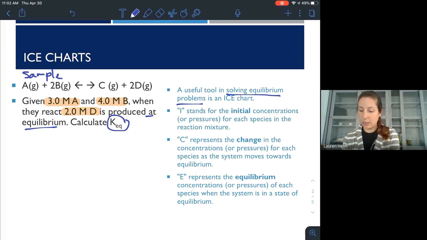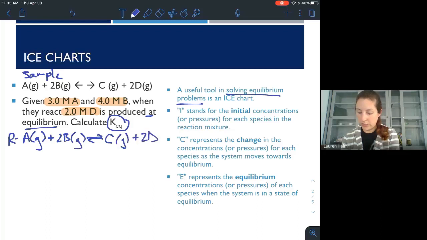Well, we're going to make our RICE table. R is rewriting our reaction. The states are really important. As we know in equilibrium, we're only interested in essentially non-solid, non-liquid states. So I'm going to write A, 2B, reversible with C and 2D. And then I'm going to divide up my chart.